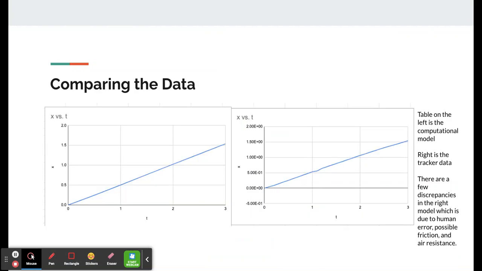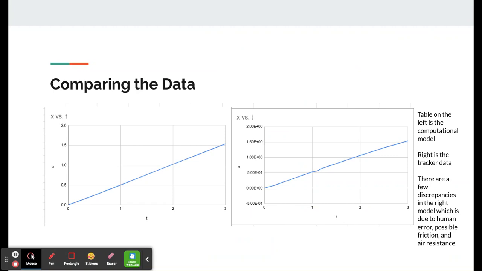Now, when we compare the two data sets, the one on the left is the computational model, and the one on the right is the data tracked by me. As you can see, there are a couple of discrepancies here and here, which show that there is human error present, and there's also possible friction and air resistance, which cause small differences between these two models. But overall, the data is similar, which indicates that constant velocity is present.